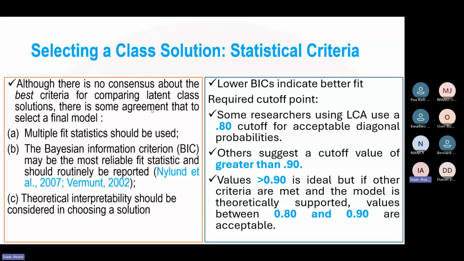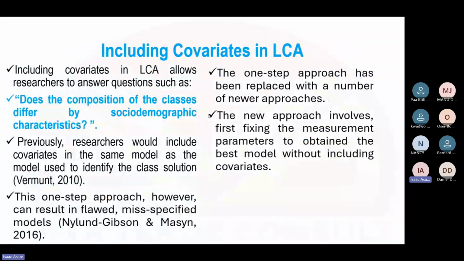So these are some of them, but the articles that I have shared with you have a lot of the information in there that you can use to get a better understanding when it comes to selecting the best models. Okay, now let's look at including covariates in your research.